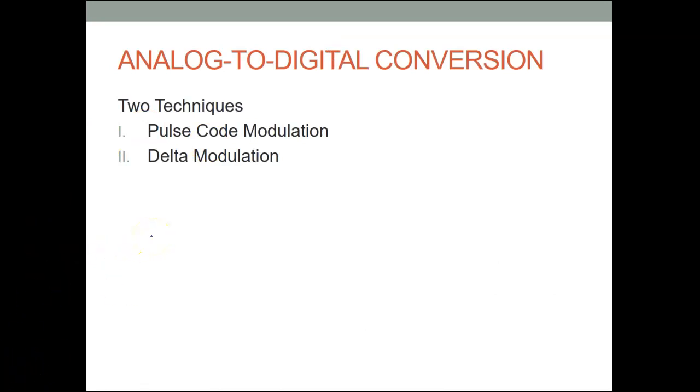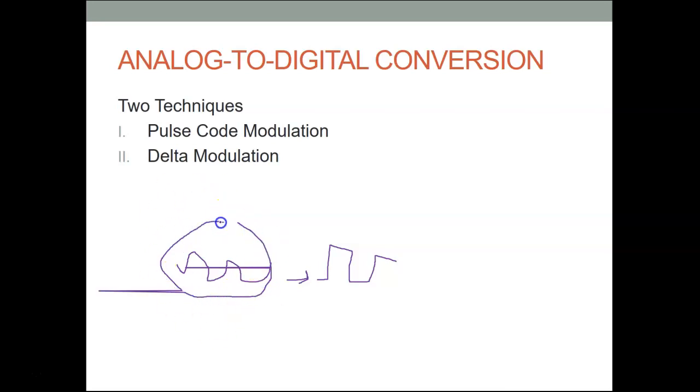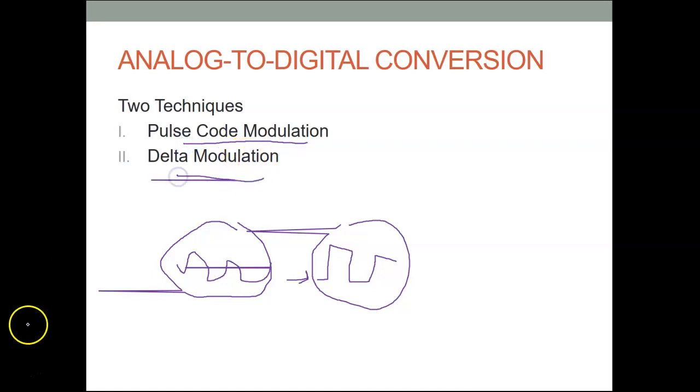In the previous part of the lecture, we talked about having digital data and wanting to convert it to a digital signal. Now we talk about analog to digital conversion. You have an analog signal and you want to convert it to a digital signal. You have a voice message like this and you want to change it to a digital signal like this. How can I change from this wave to this signal? In this lecture, we talk about two methods, pulse code modulation and delta modulation.